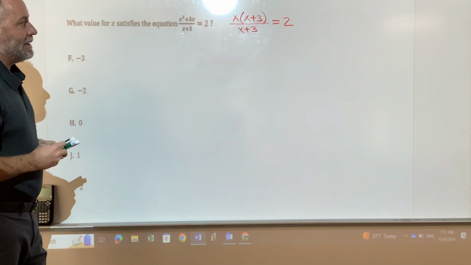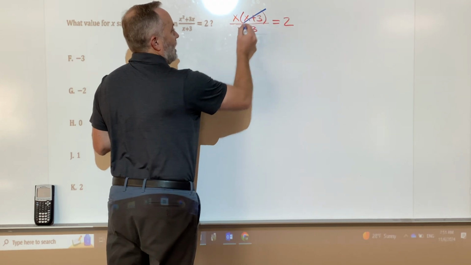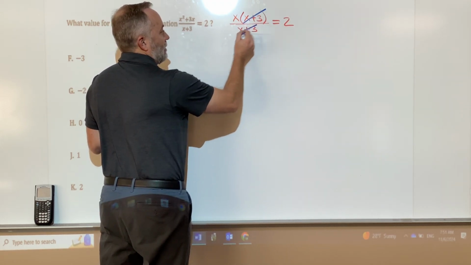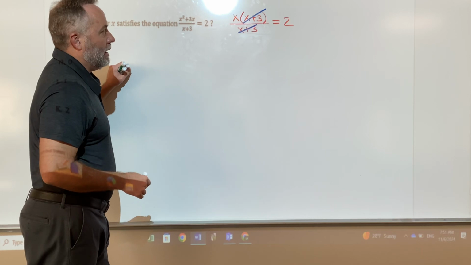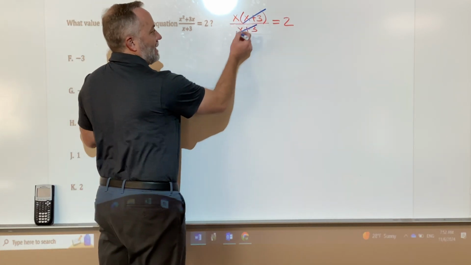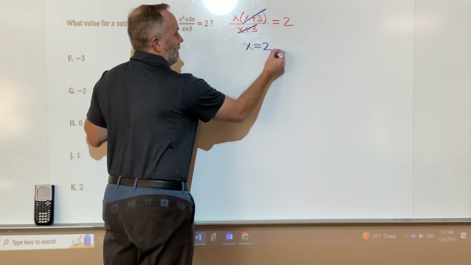After we factored, we can see that the term x plus 3, the entire piece, there's one of those in the top, and there's one of those in the bottom, so that cancels out of the numerator and the denominator, leaving us with x over 1, which is just x, is equal to 2.